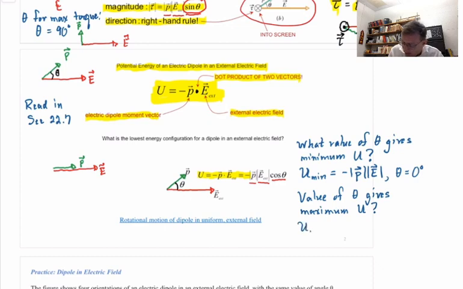All right, did you say that the biggest energy you can get, just from this formula in front of us, is positive magnitude P times magnitude E? That's the absolute biggest. And what angle theta will give you that? You see? Look at the cosine. It's when theta is 180 degrees, with the P and the E exactly opposite. That's the highest energy configuration.